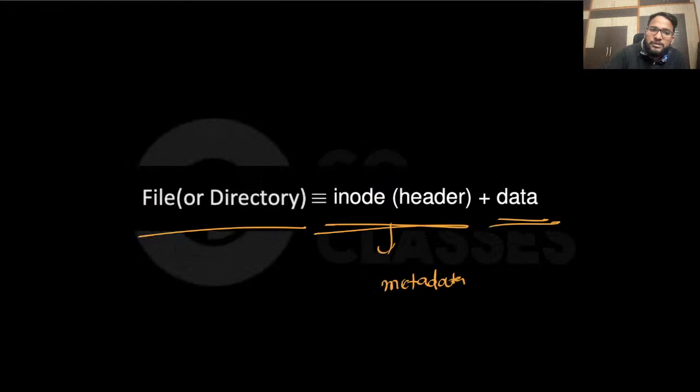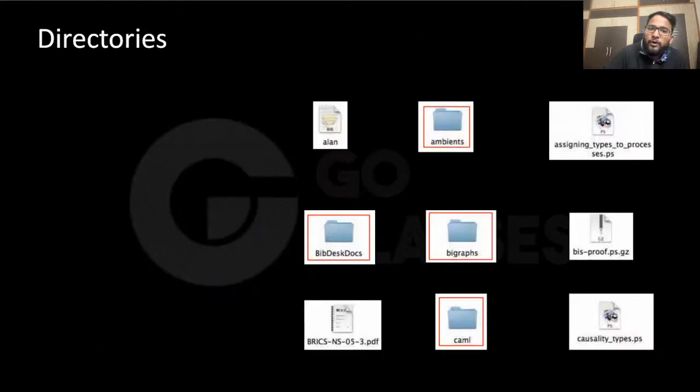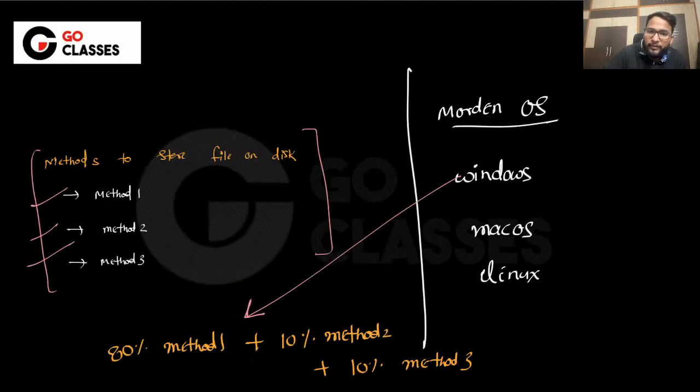Let me just recall the plan for you. You have the basics of this directory and inode. Now we are just going to see these methods, and once these methods are done, we are going to relate them with the modern operating system. Then we will say that some of the ideas are taken from method 1, some from method 2, like that. Cool.